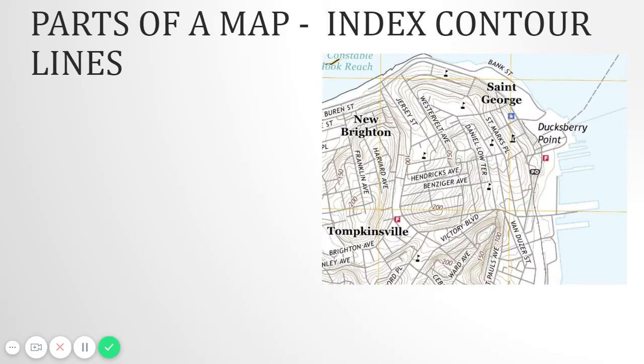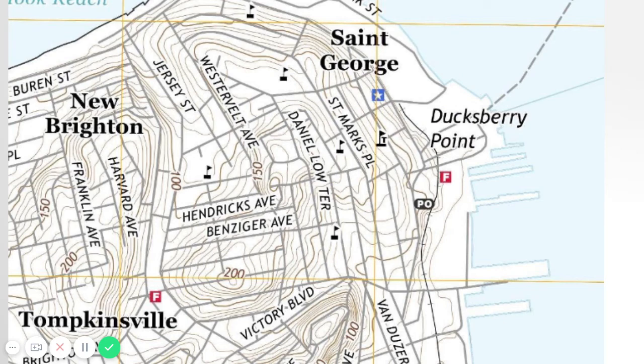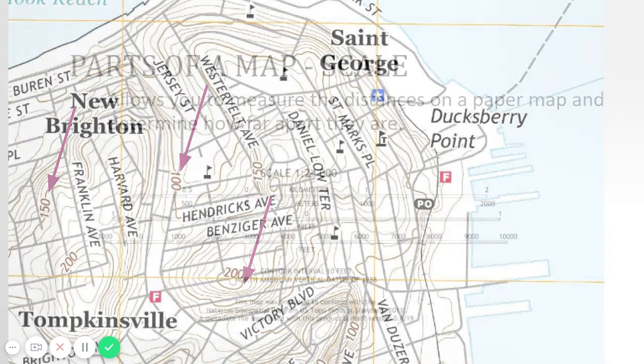So we also have these things called index contour lines, which are heavy lines spaced at predetermined labeled elevations on a topographic map. So they're labeled, these are the numbers that are going to be on there. They're a little darker. It just makes it easier to read. So if we look at this map zoomed in a little bit, here we have 200, 100, 150. So these have just been taken and kind of darkened. It's honestly just for ease of reading. If you didn't have numbers labeled, it would be very difficult to determine elevations at different places on the maps.